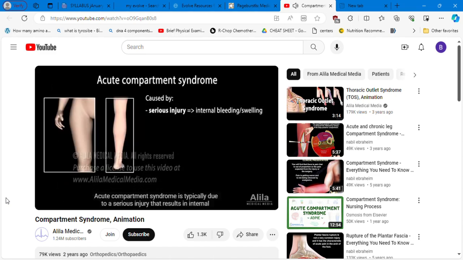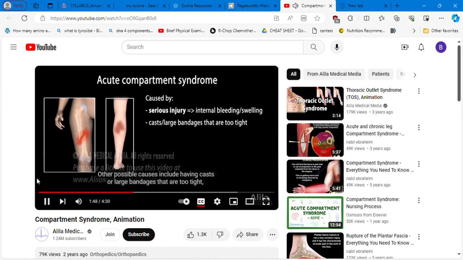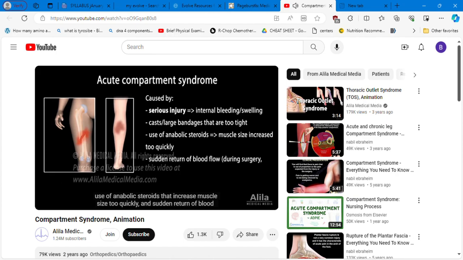Acute compartment syndrome is typically due to a serious injury that results in internal bleeding or swelling, causing compartment pressure to rise rapidly to a dangerous level. Other possible causes include having casts or large bandages that are too tight, use of anabolic steroids that increase muscle size too quickly, and sudden return of blood flow after it was blocked for a long time, such as during a surgery or loss of consciousness.